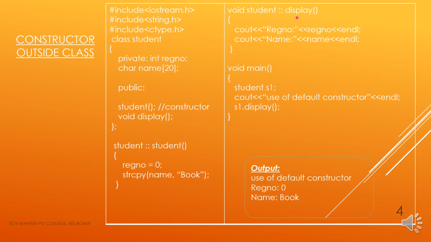Coming to your display function, since I'm defining it outside the class, I use the scope resolution operator. I display values of registration number and name. Coming to your main program, I create student S1 as an object and display use of default constructor and call your display function. So when you call the display function, you're going to go here, display values of registration number. What's your registration number? It's 0. Then display name, what is your name? You're copying here book into name, so your name becomes book. So this is your output.